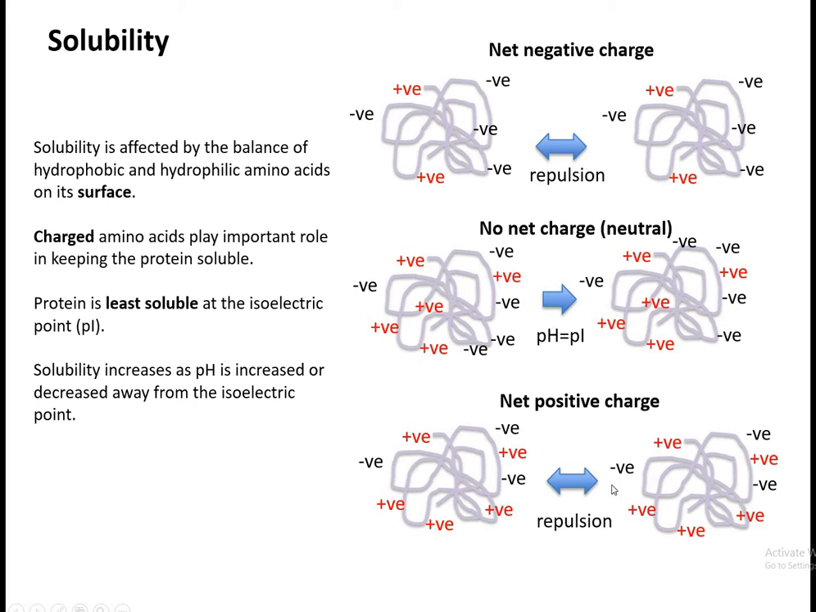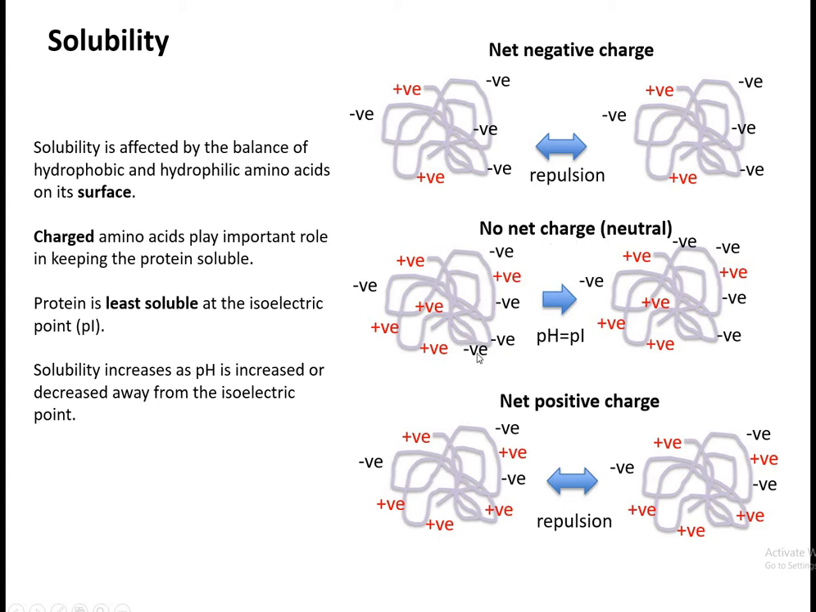If you look at the bottom, similar to the top with net negative charge, the bottom is about net positive charge. The number of positive charges is higher than the negative charges, so it becomes net positive charge. Also, this system is soluble, but the one in the middle is in a condition where the pH is equal to the isoelectric point of the protein. If you count the positive and negative charges, they are equal, so we say there is no net charge.